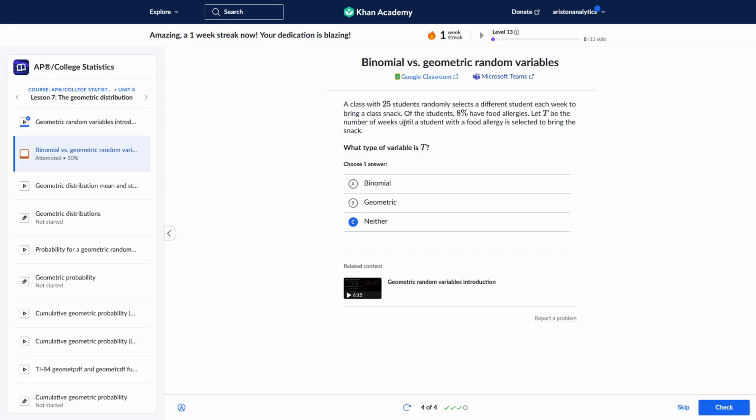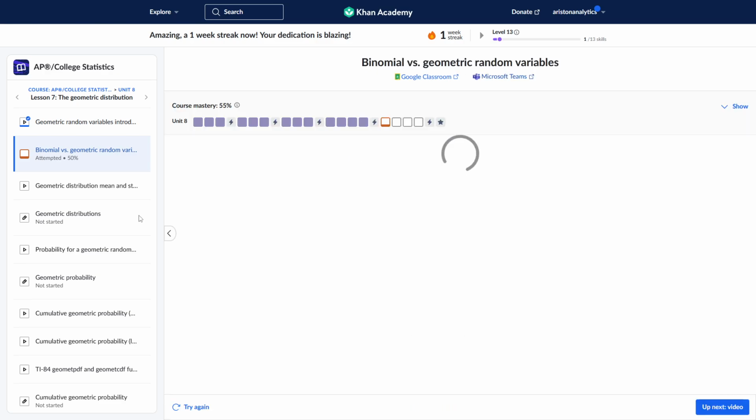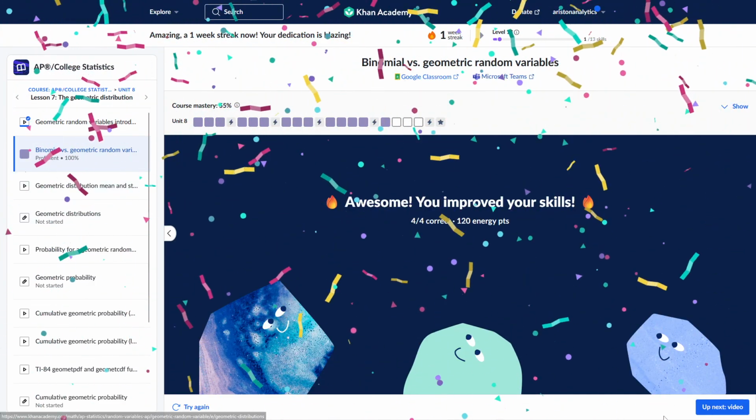It has to be neither because there's a fixed number of trials. There's a fixed number of trials, independent. Different student each week. So that means it's not constant probability, so it has to be neither. Okay.